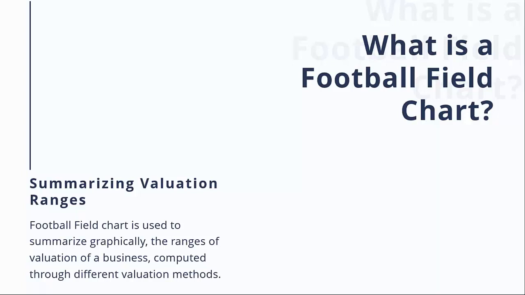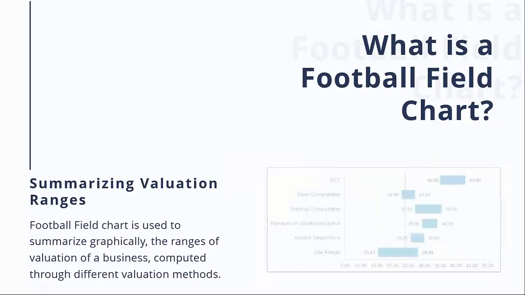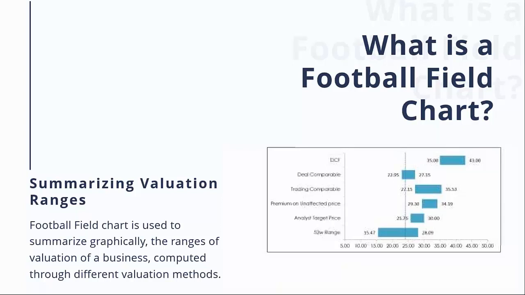So it summarizes on a graph, graphically, the ranges of valuation of a business computed through different valuation methods, right? So this is a football field chart. So as you can see, the value through different valuation methods are summarized on a chart. And why the term football field? As you can see, it's kind of between the two poles, right? So that's how we present it. And yes, the sports terms are used a lot in investment banking industry. So take a note of that.